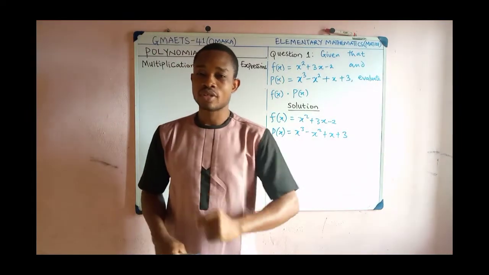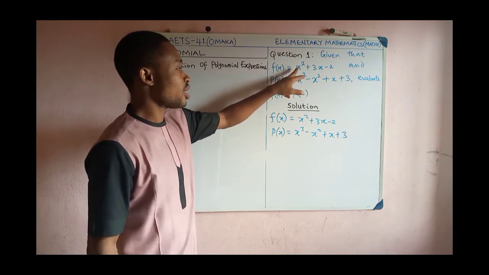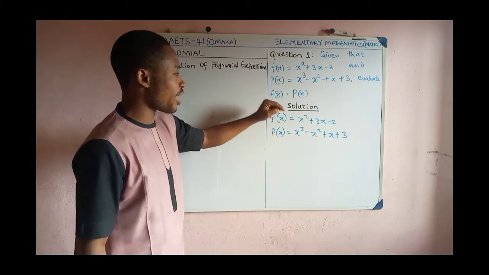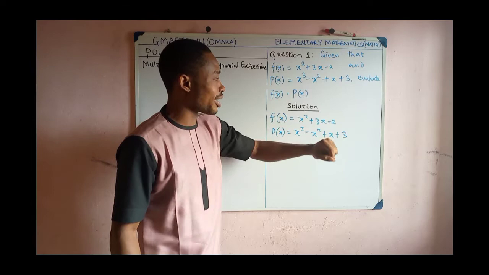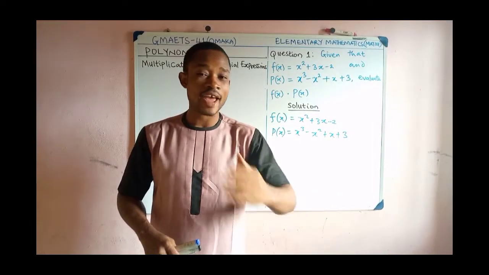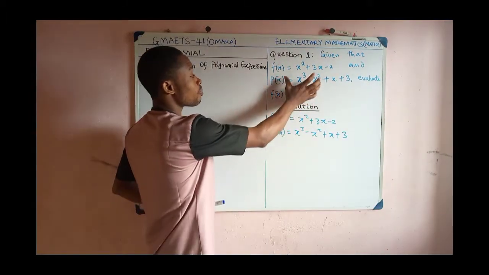We have this question on the board here. We're given this polynomial f of x, x raised to the power 2 plus 3x minus 2, and then this polynomial p of x equal to x raised to the power 3 minus x raised to the power 2 plus x plus 3. We have to evaluate the product f of x times p of x. Is that okay? So we multiply these two polynomials.